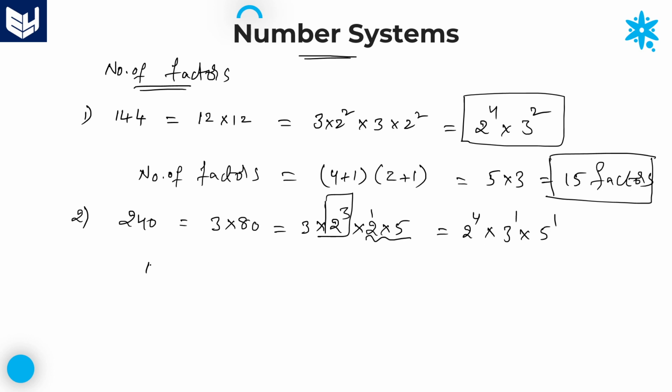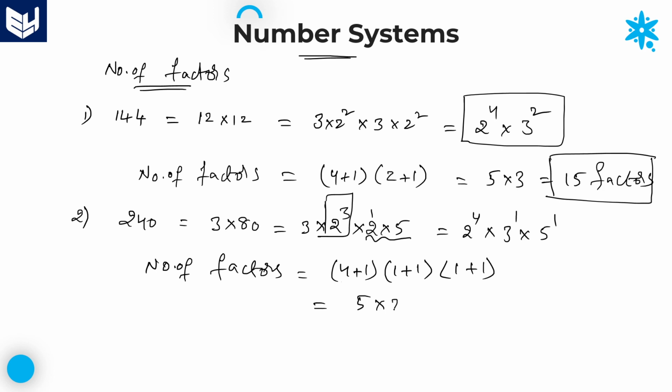Now it is very easy to calculate the number of factors. Number of factors is equal to power plus 1: 4 plus 1 into 1 plus 1 into 1 plus 1. Adding 1 to the powers and then multiplying all the numbers. 5 into 2 into 2. 5 2s are 10. 10 into 2 is 20. Therefore, the number of factors for the number 240 is equal to 20. 20 is the required answer.